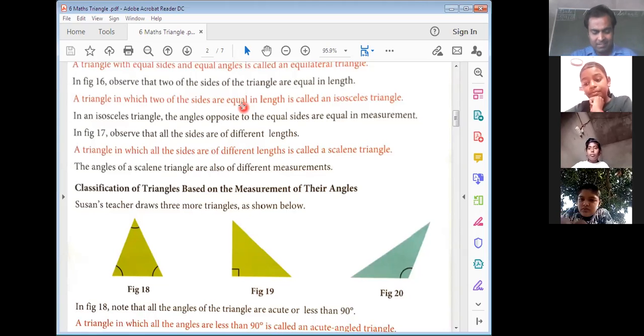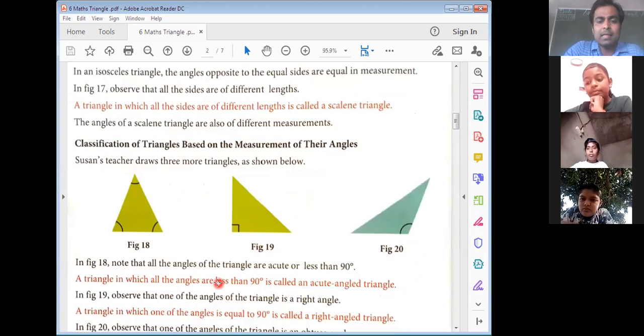If we classify triangles based on their angle, then again you will be finding these three types of angles.